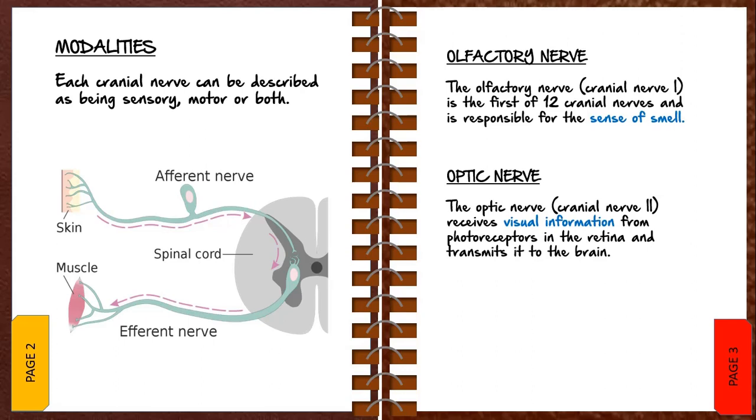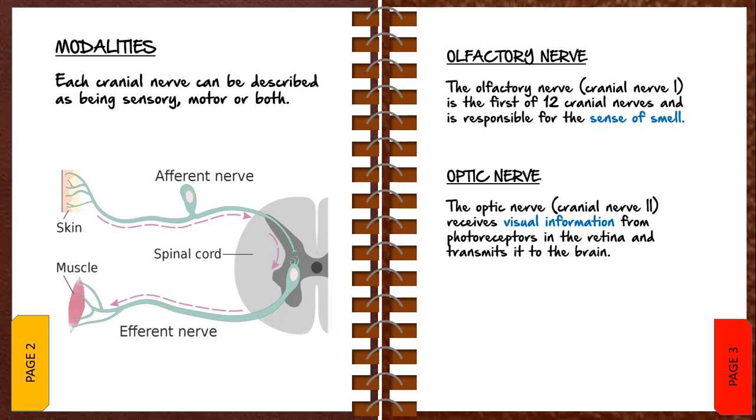Now let's move on to the first cranial nerve. First cranial nerve, olfactory nerve. It is responsible for the sense of smell. So it is purely based on sensory modalities. This is the first cranial nerve. It is arising from the cerebrum.